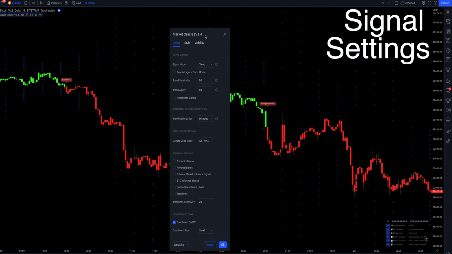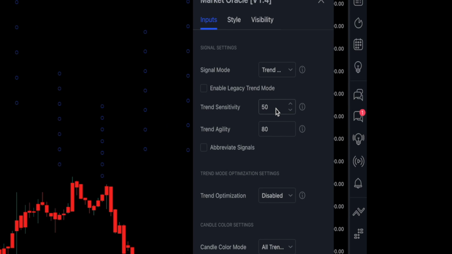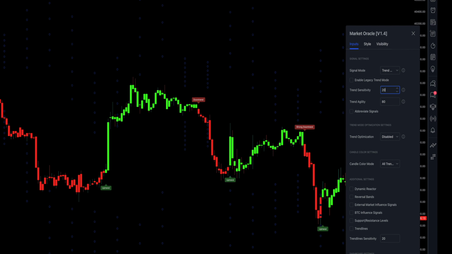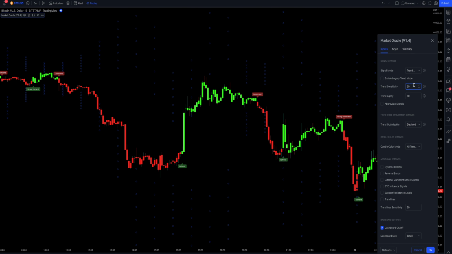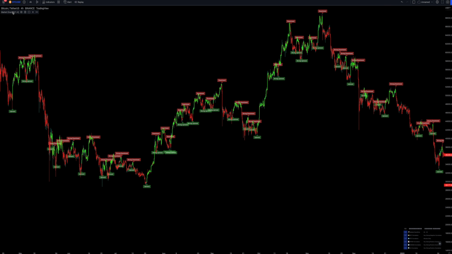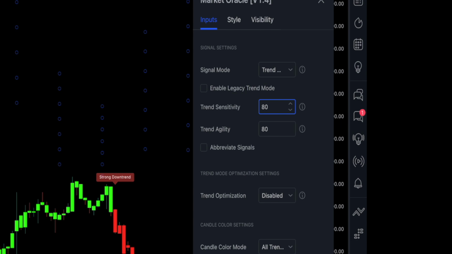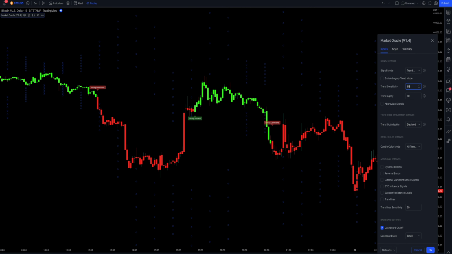Signal settings. The sensitivity will change how sensitive the algorithm is to price action. The lower the value, the more sensitive the algorithm will be to price action. Oftentimes, with lower sensitivity, the algorithms will recognize trends faster, but consequently could produce quite a few signals, depending on the price action. The opposite is true for higher values. If you have a higher value, the algorithm will be less sensitive to price action.